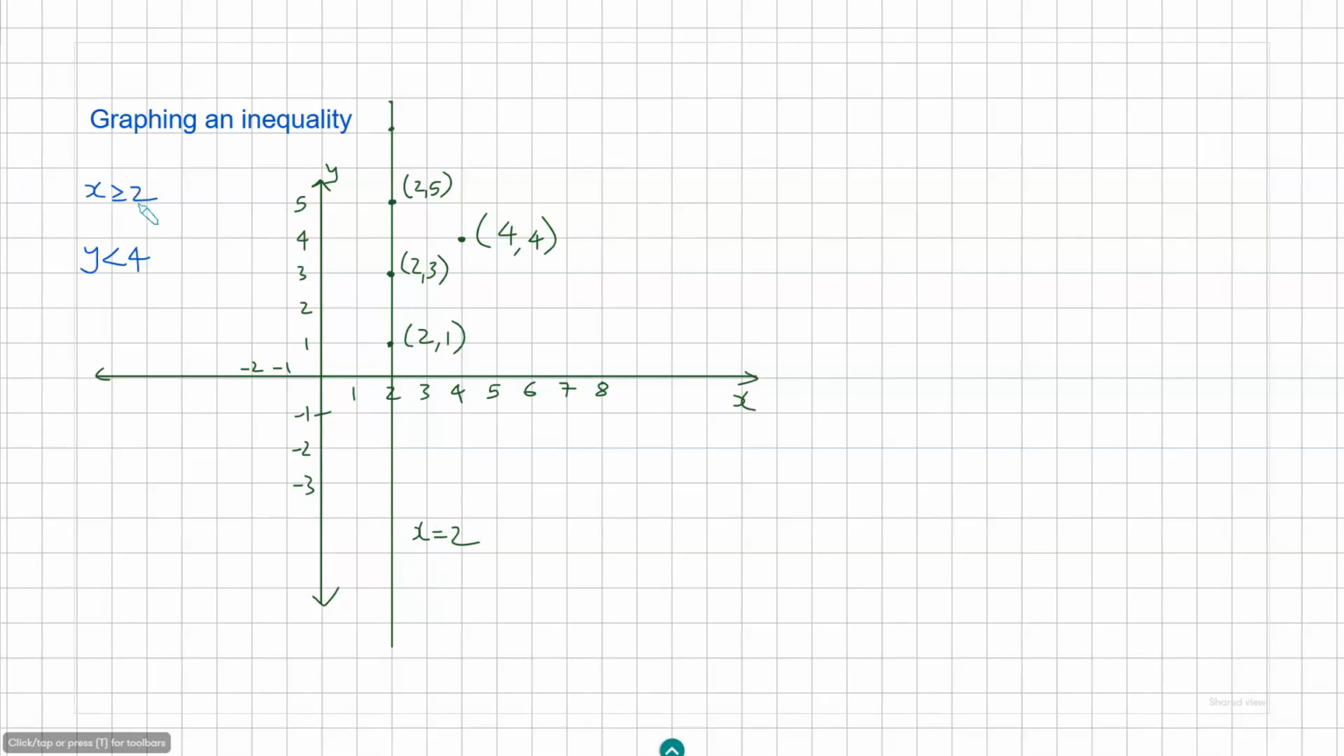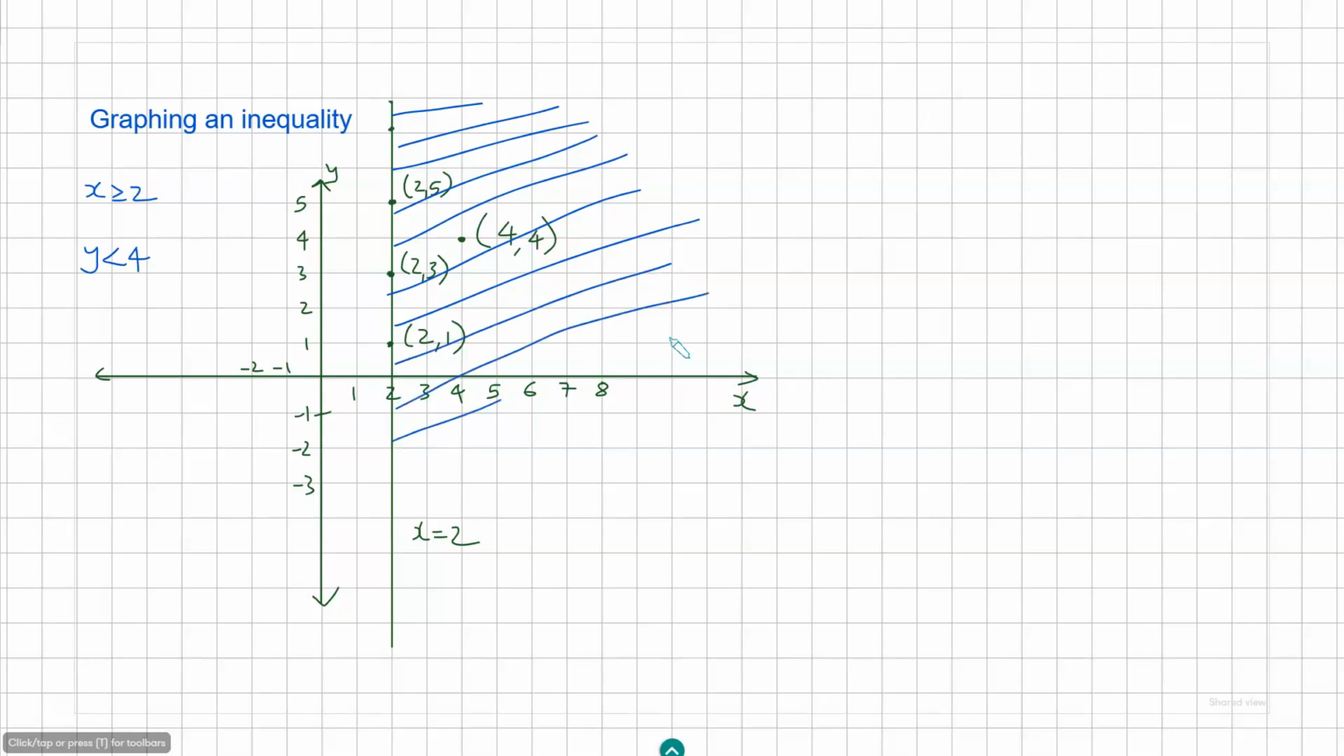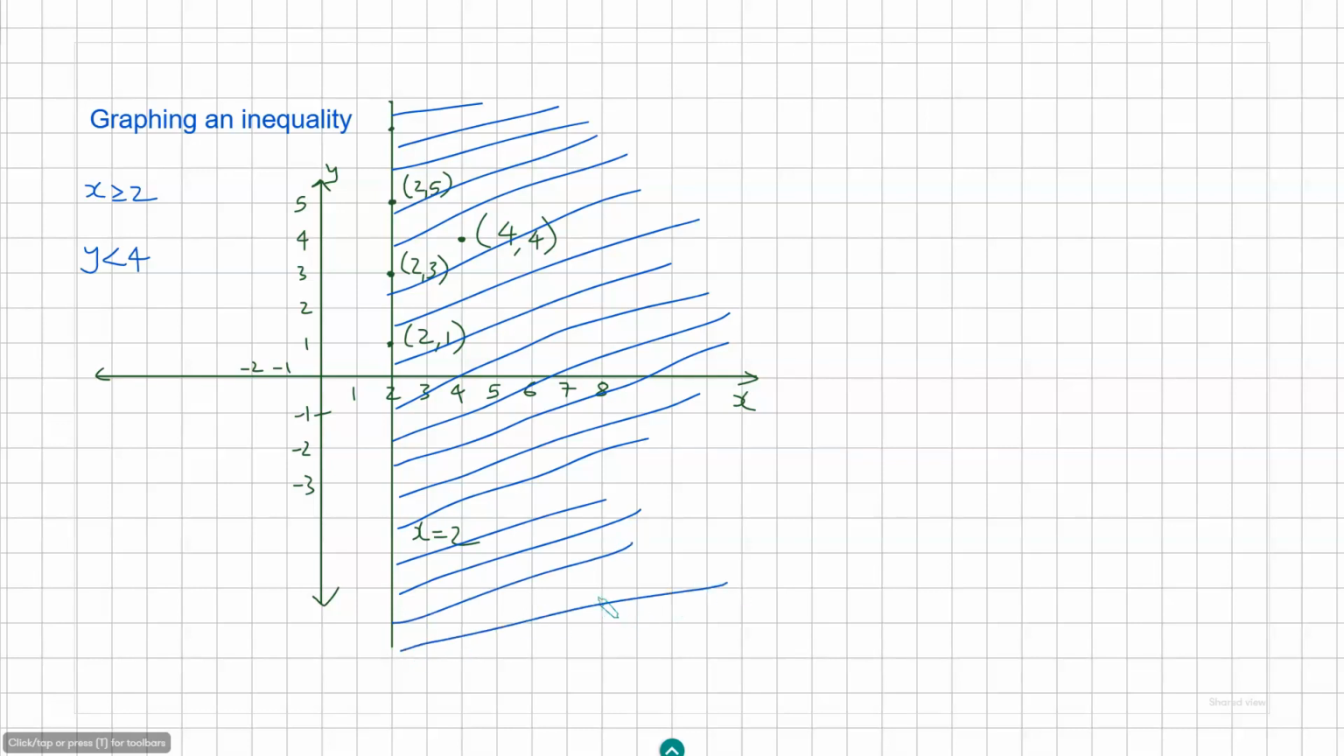x greater than or equal to 2 is actually a region in this plane. So what will that region be? It'll be the entire area to the right of this line. You cannot actually mark the boundaries of this area because it's an infinite plane, right? It extends both ways infinitely. So you can just shade this area like this. So this will be the area where x is greater than or equal to 2. Understood?